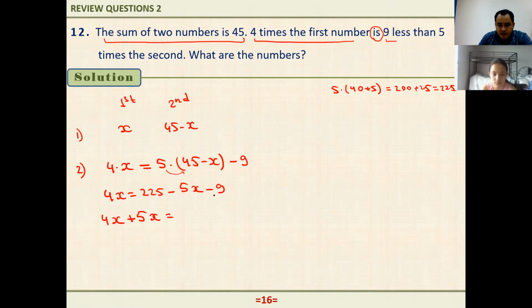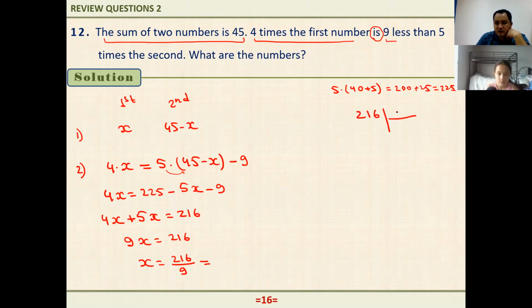What is 225 minus 9? 216. Very good. 4x plus 5x? 9x equals 216. So from here, what is x? x equals 216 divided by 9. How many 9s in 21? 2. 2 times 9 is 18. Subtract, it is 3. 36 divided by 9 is 4. So the answer here is 24.